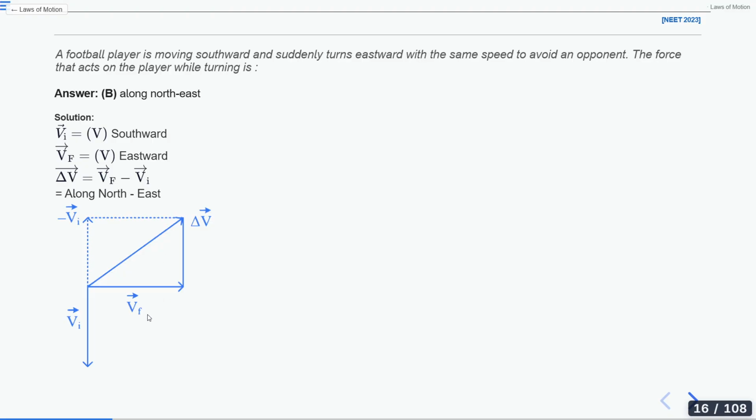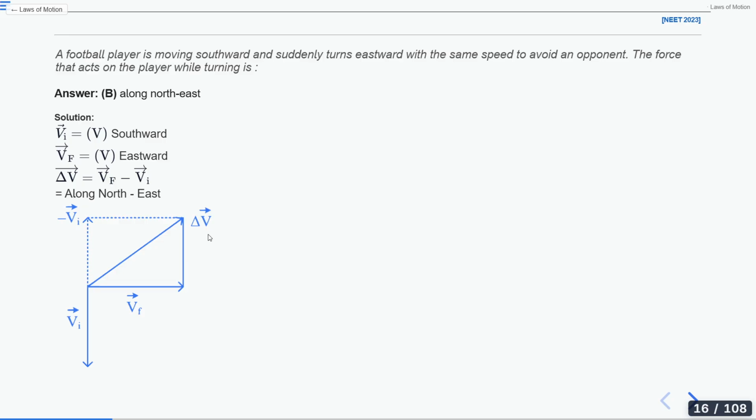Change in velocity will be the final velocity along the eastward direction minus the initial velocity that was along the southward direction. But you can see it is Vf minus Vi. We have Vi in the southward direction, so minus Vi will be in the northward, upward direction. When we have one vector along the right direction and one vector in the upward direction, perpendicular, the resultant will be somewhere in between, like this, delta V. So this is the direction of change in velocity.